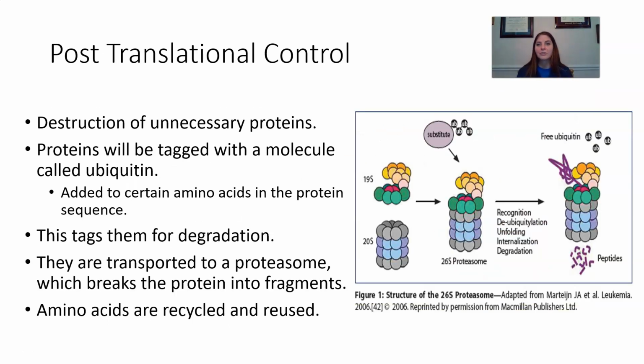In post-translational control, we have destruction of unnecessary proteins. These proteins will be tagged with a molecule called ubiquitin. It's added to certain amino acids in the protein sequence, and this tags them for degradation, basically saying, whoa, whoa, whoa, there's something wrong with that guy over there. We don't need him going out into the cell and being upregulated and wreaking havoc. They're then transported to a proteasome, which breaks the protein into fragments, and amino acids are then recycled and reused. Very responsible.